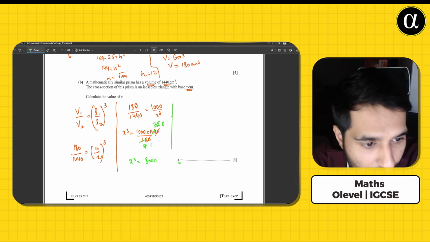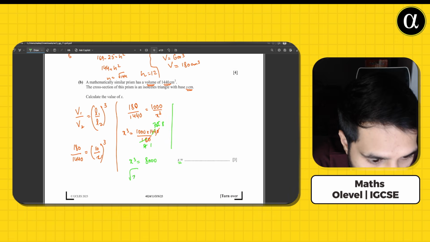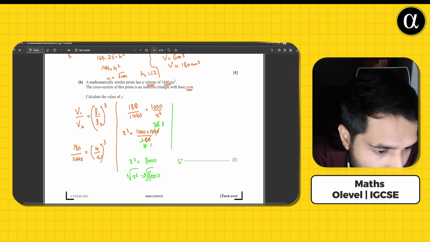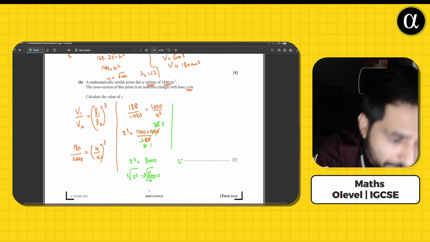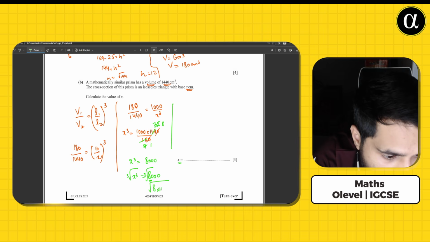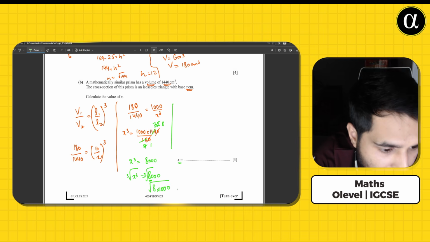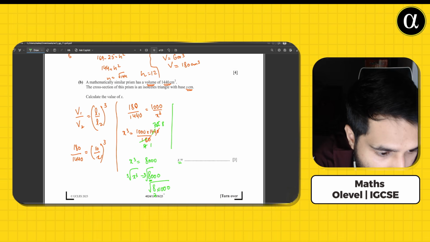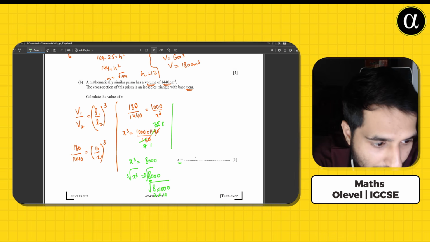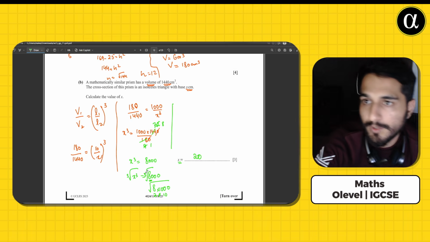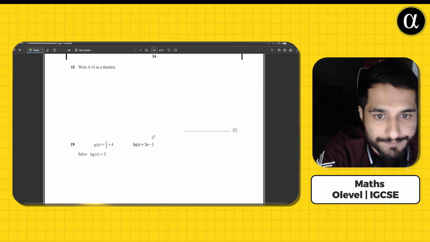But we're supposed to find the value of x. In order to find x, we are going to take a root on both sides. That's going to be a cube root, and it's going to be the cube root of 8000. With that we can say, we know this to be 8 into 1000, right? And the cube root of 8 is 2, and the cube root of 1000 is 10, so it's going to be 2 into 10, which is why it's going to be 20. All right, let's move on.